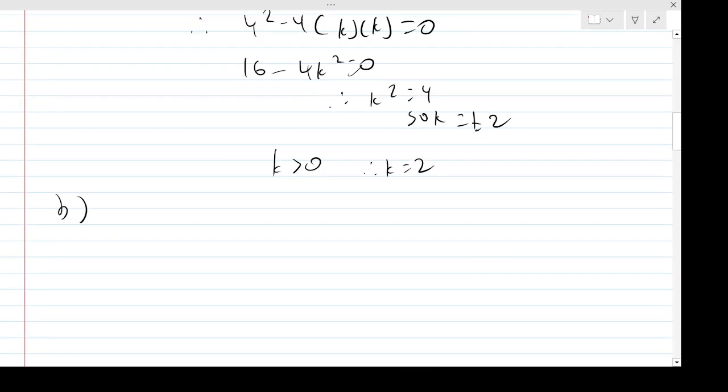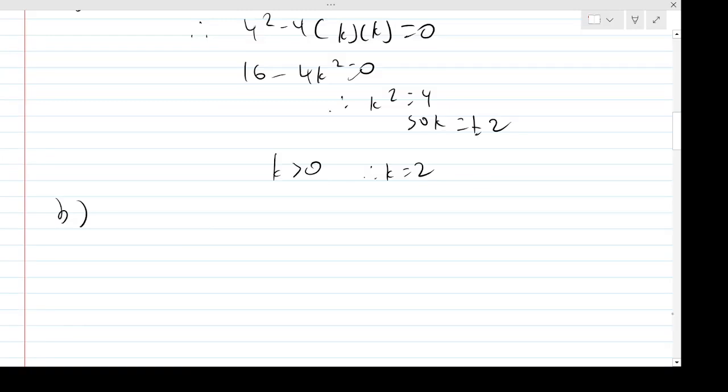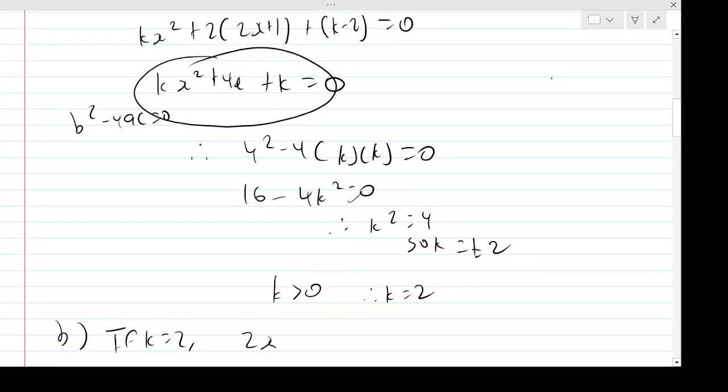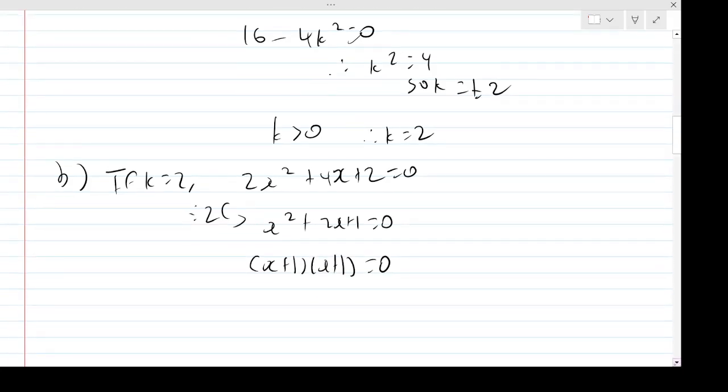There we are. Then it says, for this value of k, find the coordinates of the point of intersection. In other words, the solution to the simultaneous equations. So if k is equal to 2, then this quadratic boils down to 2x squared add 4x add 2 equals 0. Then we can divide by 2 to get x squared add 2x add 1 equal to 0. Then that factorizes to x plus 1 squared equals 0.